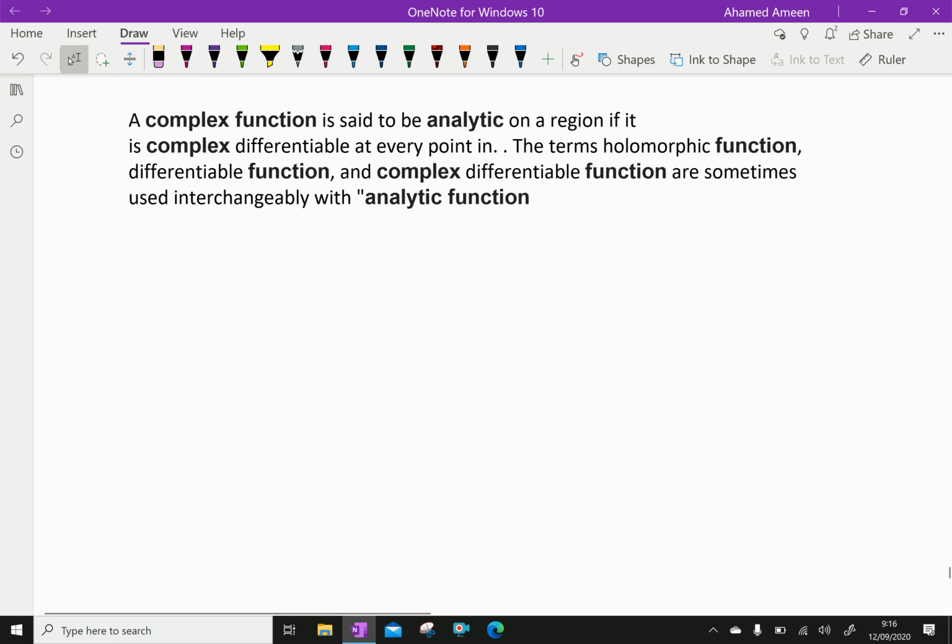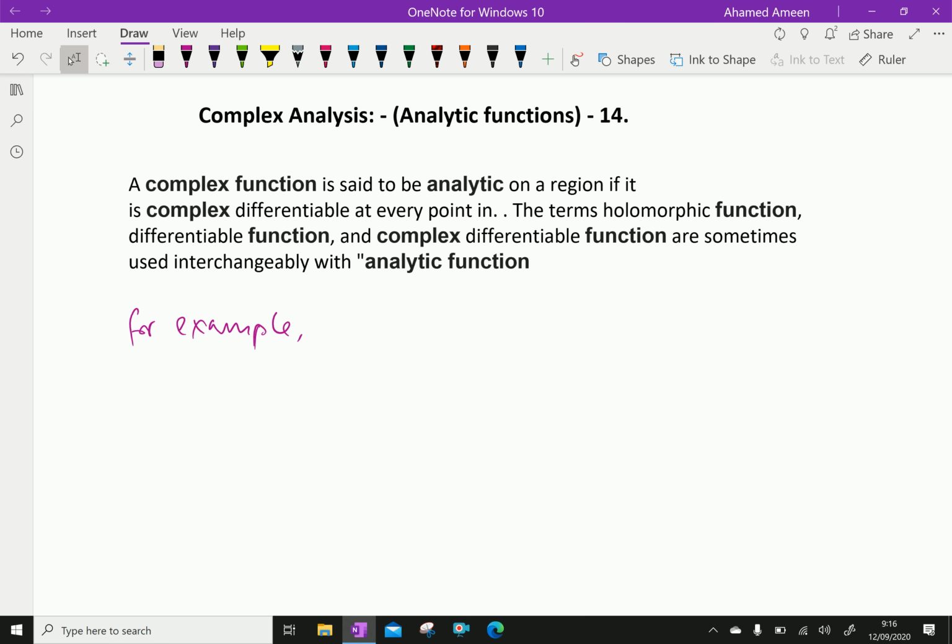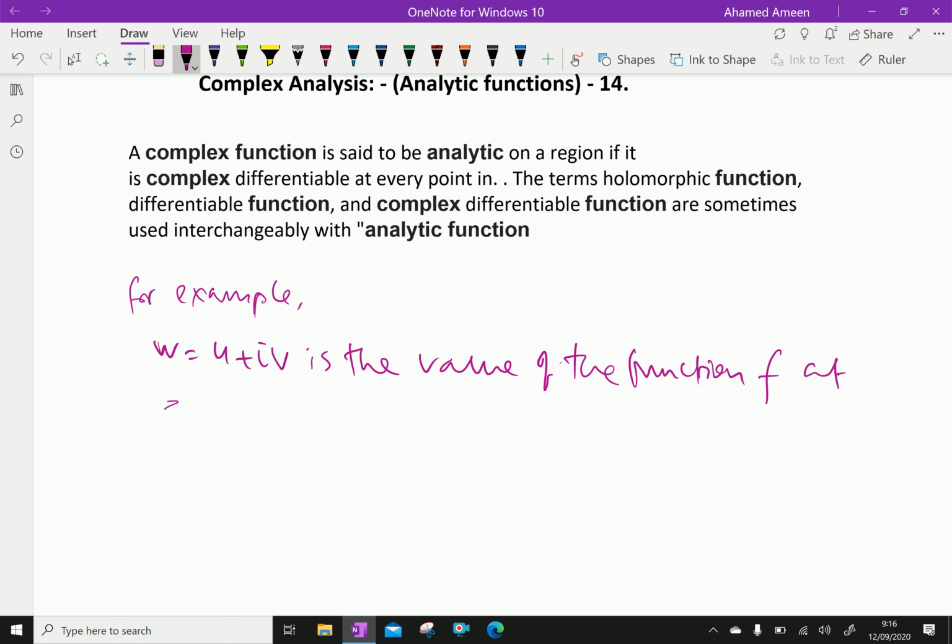Here, for example, if w equals u plus iv is the value of the function f at z equal to x plus iy, so that you can say u plus iv equals f of x plus iy.